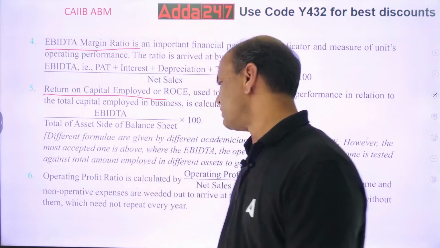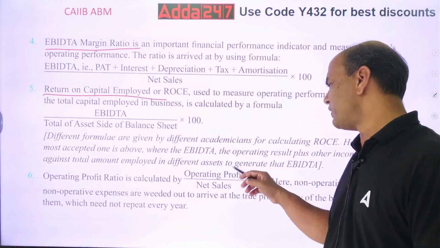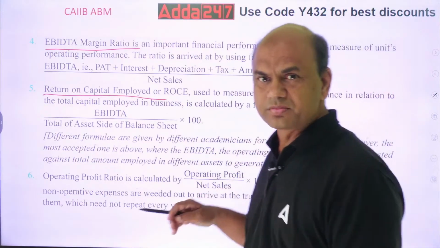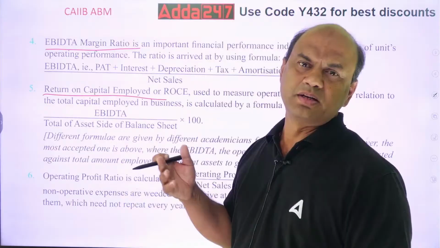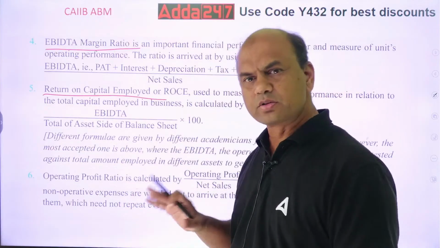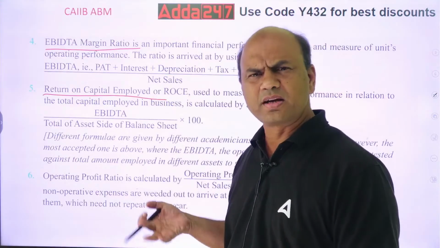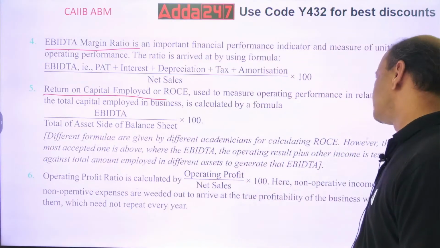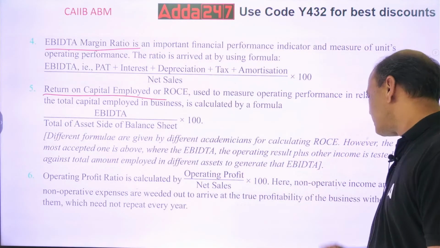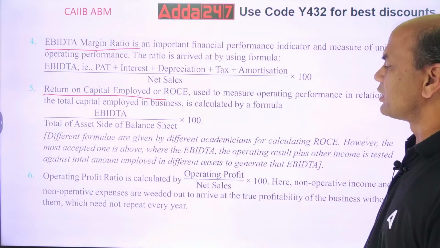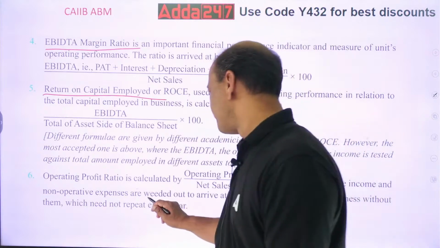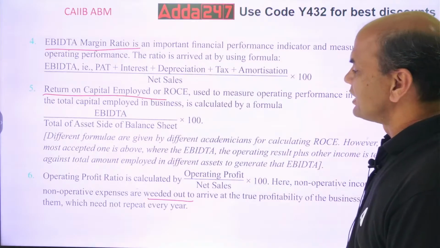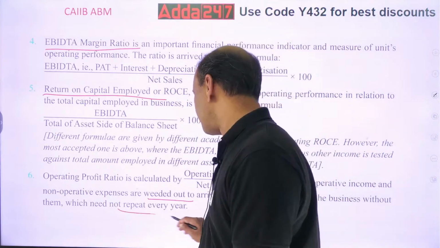Then operating profit ratio. Operating profit ratio is calculated by operating profit divided by net sales. Now operating profit I gave you earlier also, that EBITDA minus depreciation, amortization, EBIT. That also you can call operating profit, or you can get it in a different way also. So operating profit ratio is calculated by operating profit upon net sales into 100. Your non-operating income and non-operating expenses are weeded out, meaning they are removed, to arrive at the true profitability of the business without them, which need not be repeated every year.